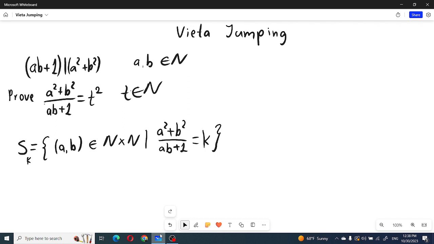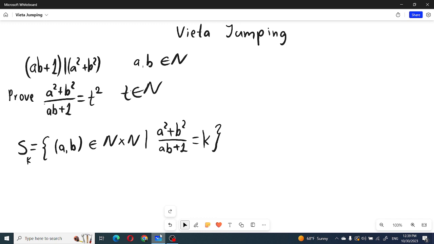There we are given two positive integers a and b such that ab plus 1 divides a square plus b square, and now we need to show that this number, a square plus b square over ab plus 1, must be t square for some number t in positive integers.